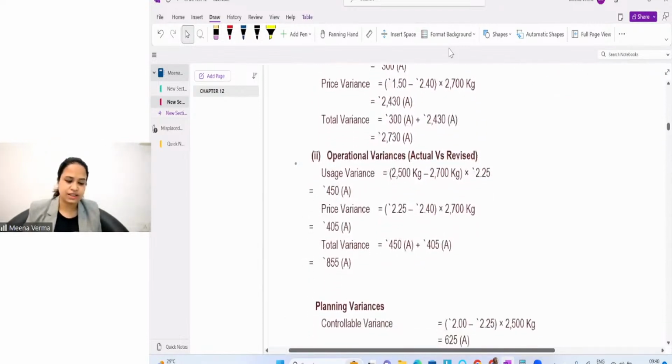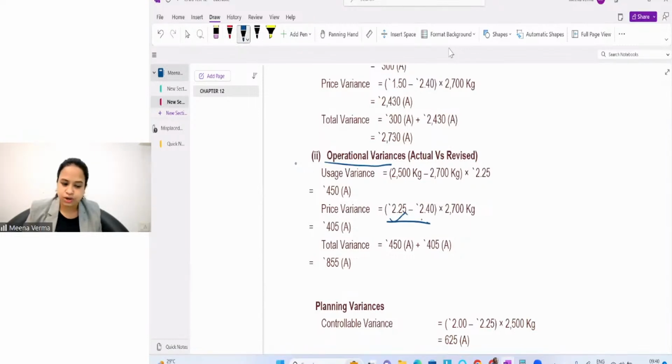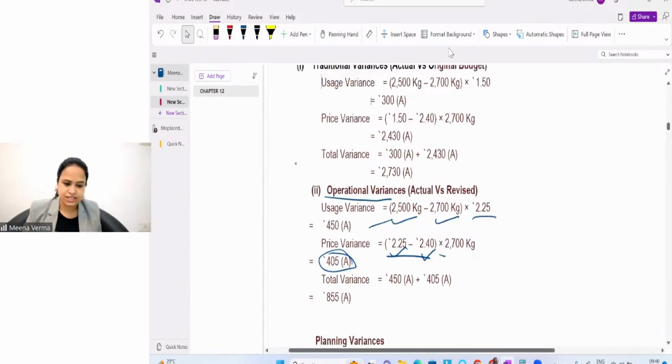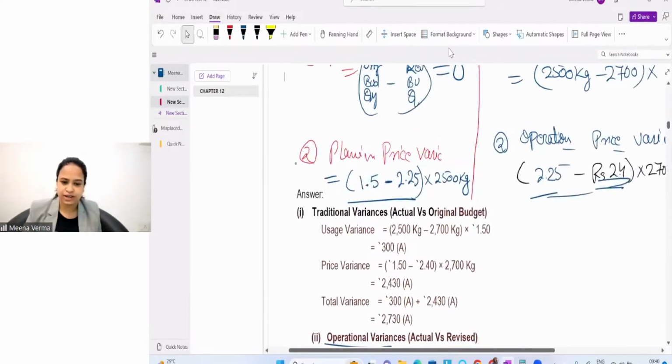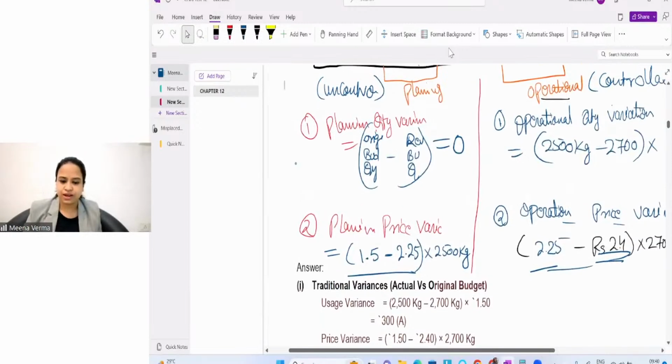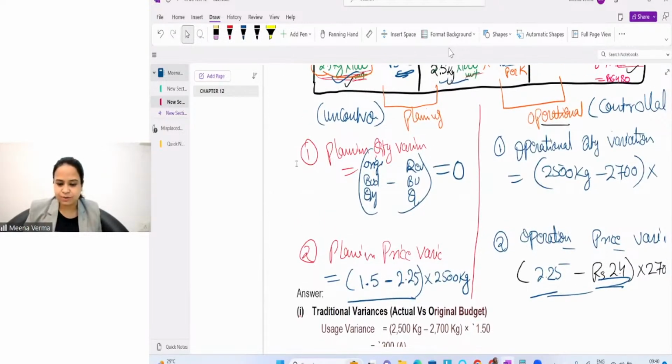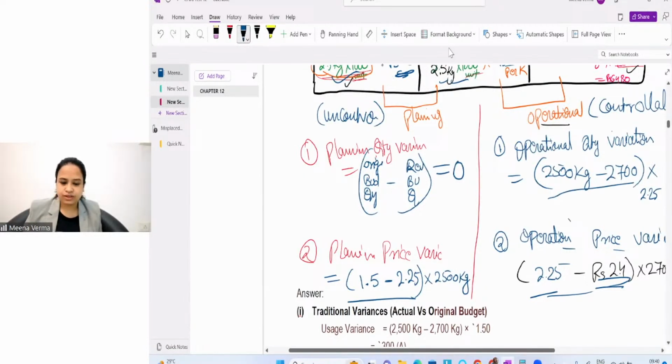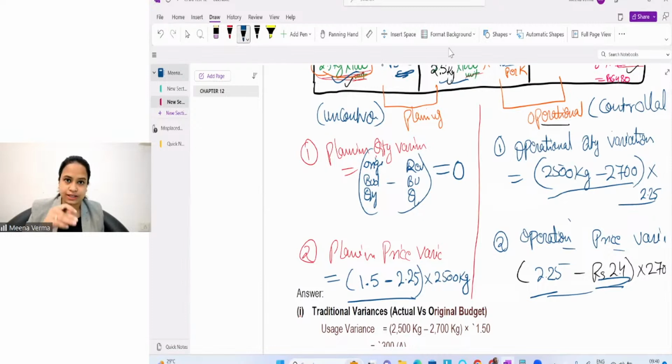So if you see, in the question the operational price variation is 2.25 minus 2.4, right? It is coming as this. And operational quantity variation is 2500 minus 2700 into 2.25, which is coming as this. This is something we have already calculated, right? 2500 minus 2700 into the price. The revised price was 2.25. See, the point is that you should be careful when reading the question. If you do not read it, you will find the wrong figure.